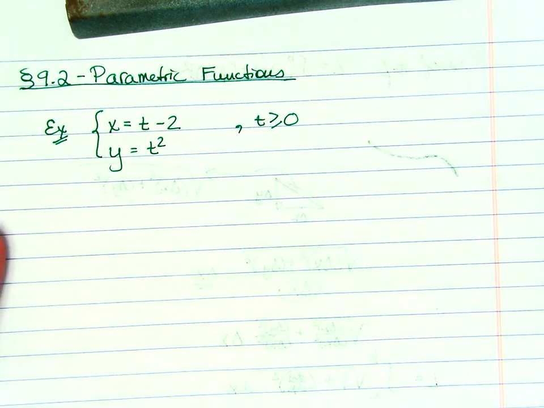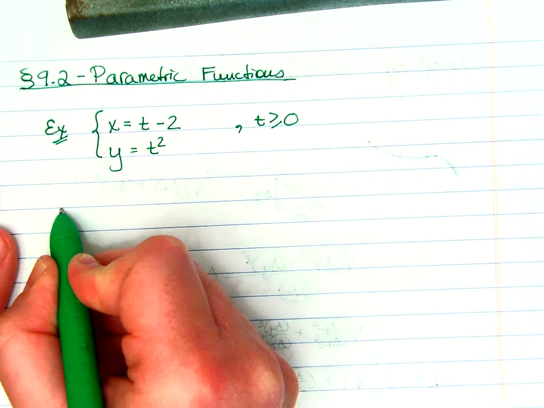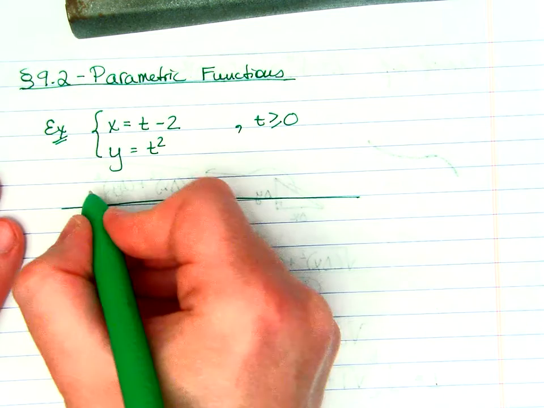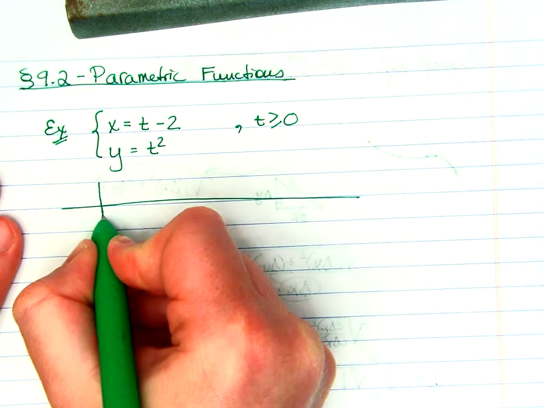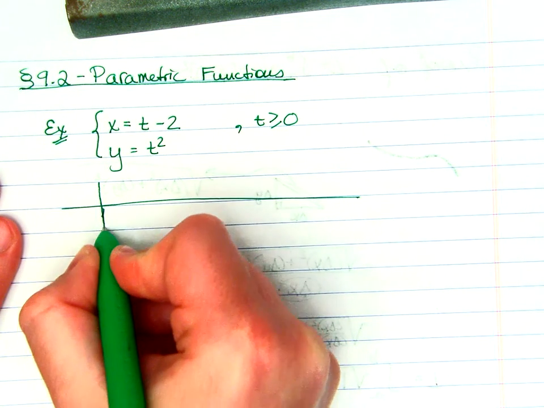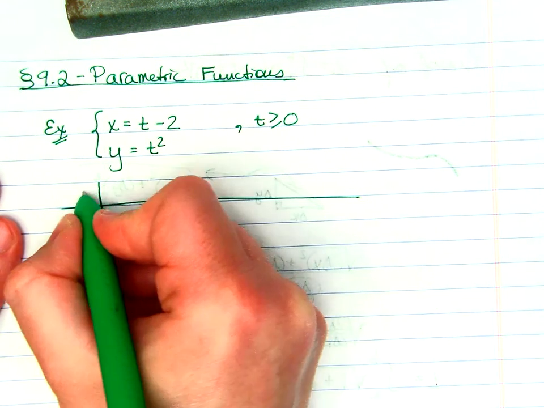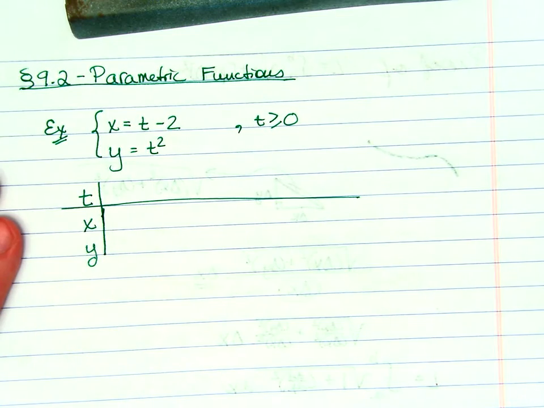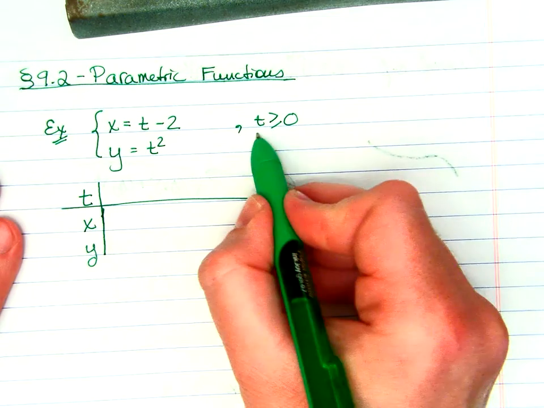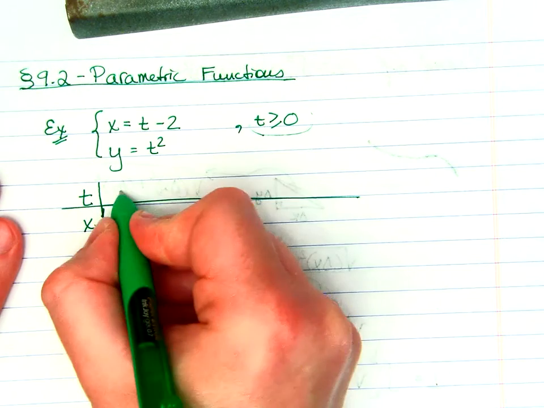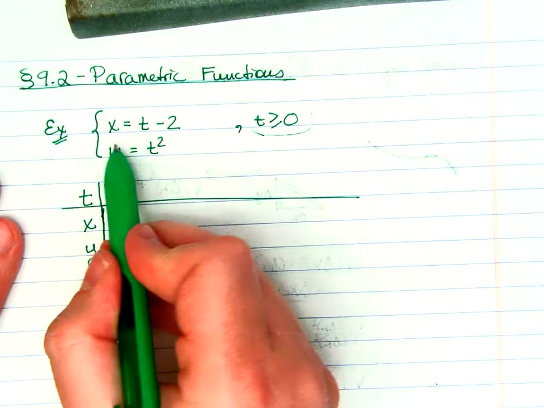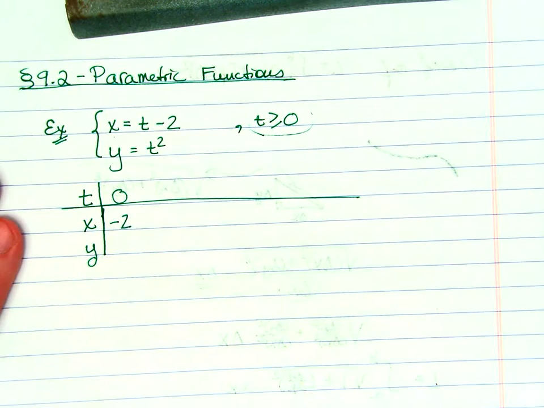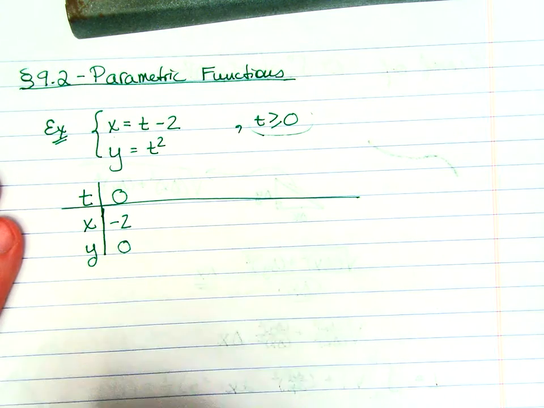Eventually, we're going to move to the graphing calculator, but I want to try to graph this first by making a table of values and doing some plotting here. I'm going to go horizontally with these things. I'm going to plug in a particular t, and I'm going to get out an x and a y. I told you that t was greater than or equal to 0. If you plug in 0, you're going to get an x coordinate of 0 minus 2, negative 2, and a y coordinate of 0 squared, 0.